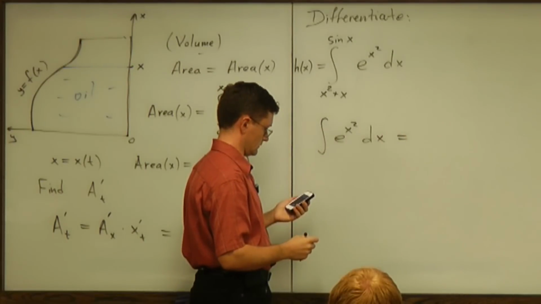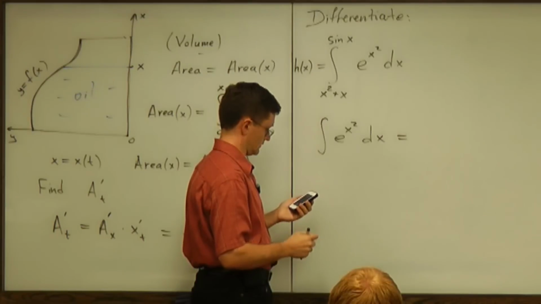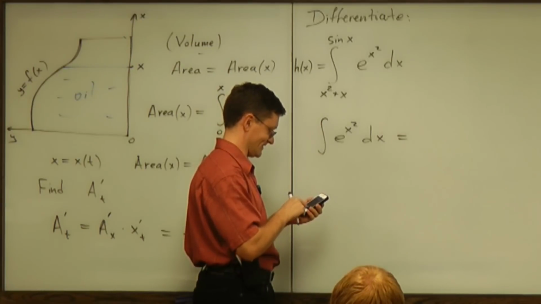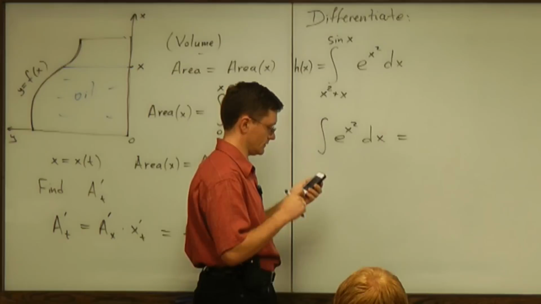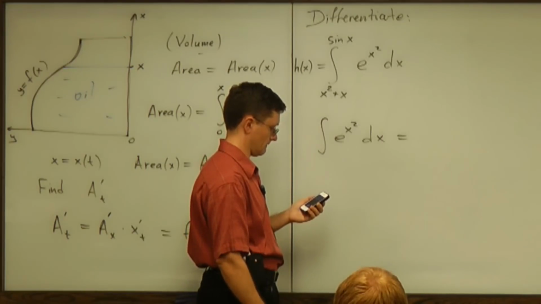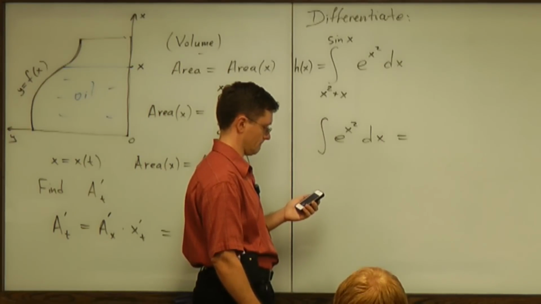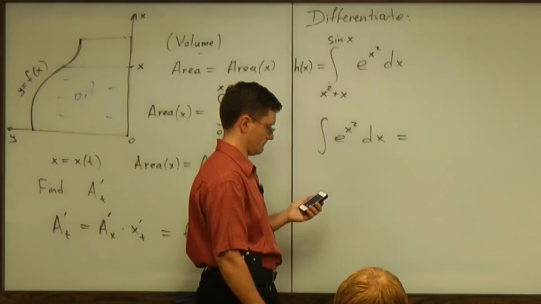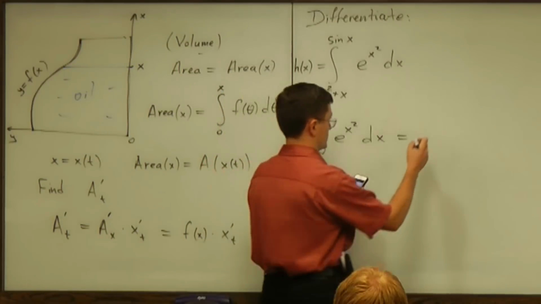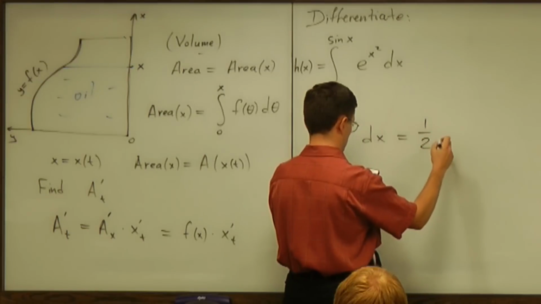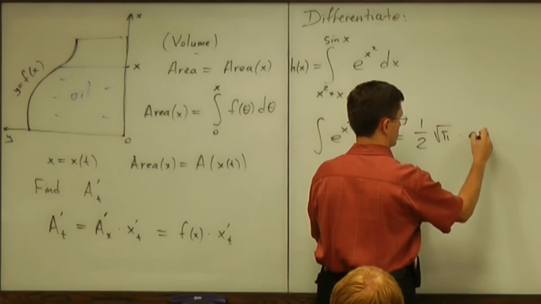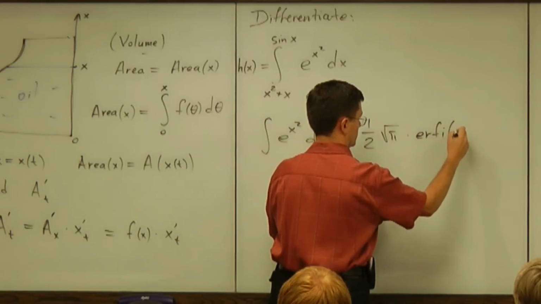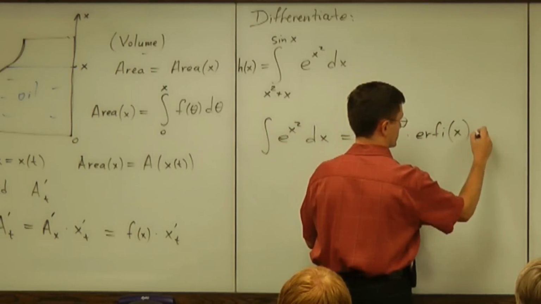Having a bit of trouble. I will try it again. Integrate e to the power x squared. I found this. It says it is equal to a half of square root of pi multiplied by erfi of x plus a constant.